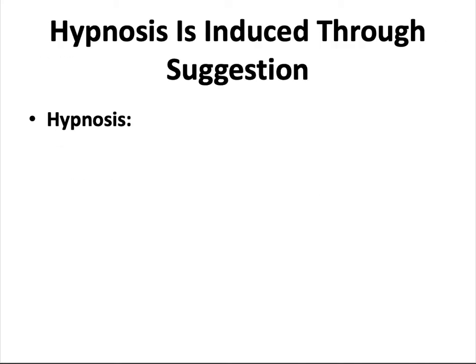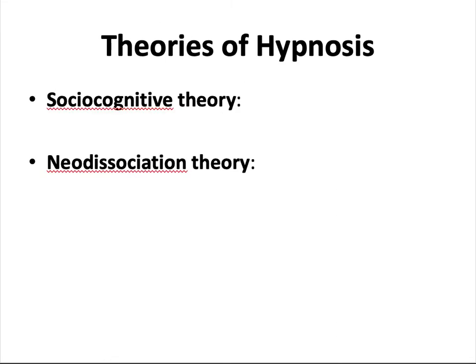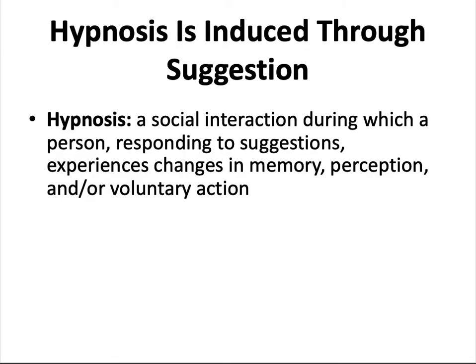All right, the first one was hypnosis. This is a social interaction between a person and the person giving the hypnosis. The person is responding to suggestions, experiences changes in memory, perception, and/or voluntary action. Induction, the hypnotist making a series of suggestions such as you are becoming sleepy or your eyelids are drooping. That is post-hypnotic suggestion. Hypnosis works primarily for people who are highly suggestible.